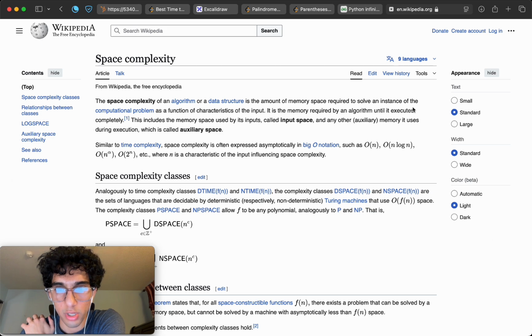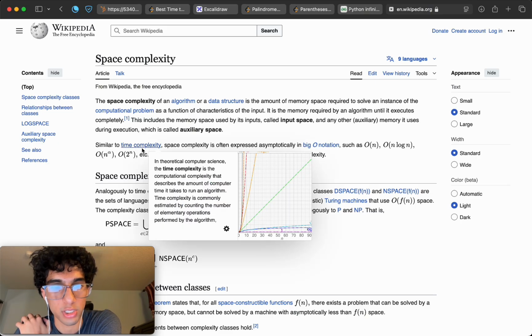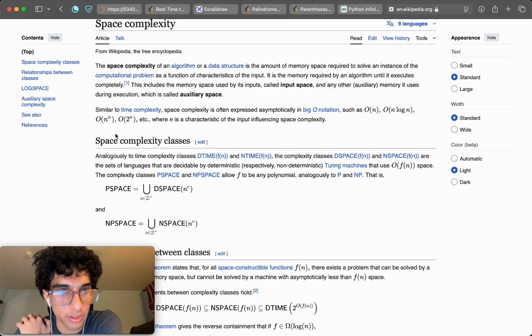Memory space required to solve an instance of the computational problem as a function of characteristics of the input. It is the memory required by an algorithm until it executes completely. This includes the memory space used by its inputs called the input space and any other auxiliary memory it uses during execution, which is the auxiliary space. What the hell? O of n to the alpha.